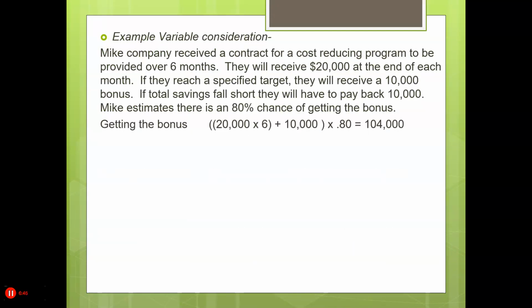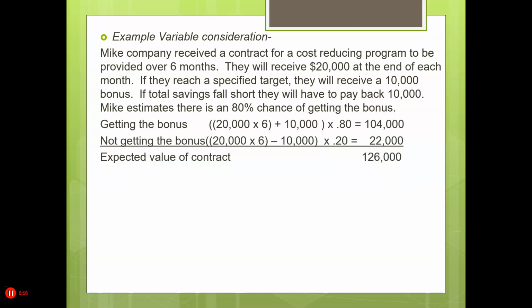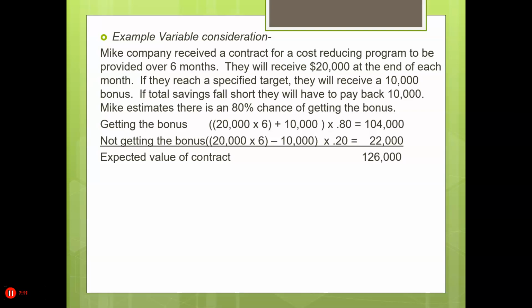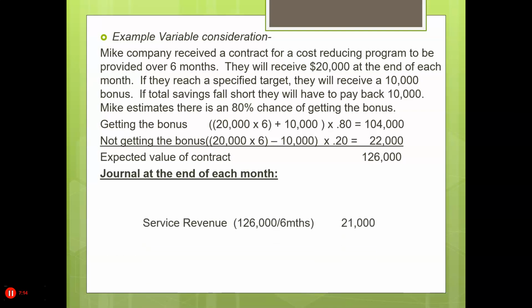Well, first we say getting the bonus. We take the $120,000 plus the $10,000 bonus. There's only an 80% chance we'll get it, so that's worth $140,000. Not getting the bonus, that's going to be $120,000 minus 10 times 20%. So we get an expected value for this contract of $126,000. So service revenue is going to be $21,000. $1,000 will go to bonus receivable, and cash will be $20,000.